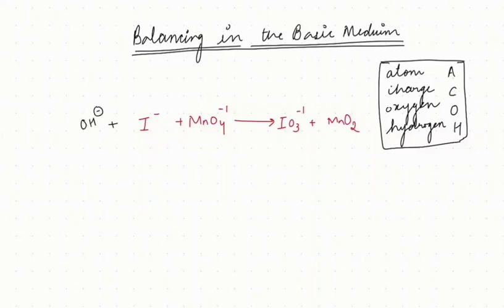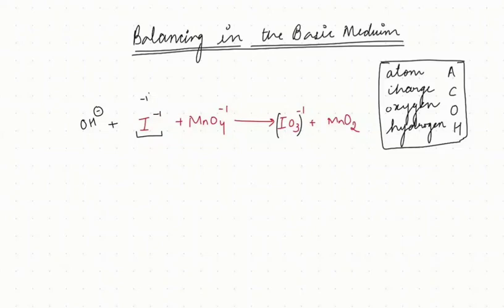Now OH negative has got nothing to do with the fact that you have to balance it in the initial stages. You just have to identify with this OH negative that it's a basic medium, simple. Now what do we see? I see I negative. So what am I going to do? I'm saying that iodine is carrying a charge of -1.